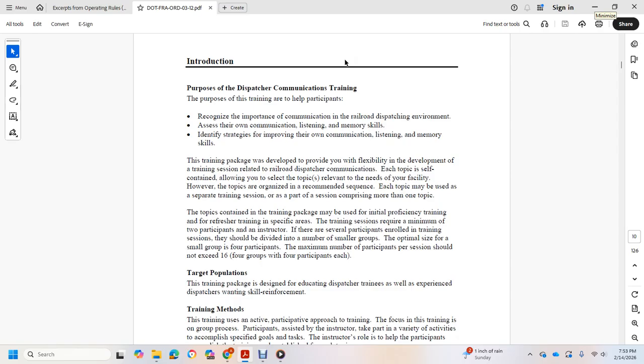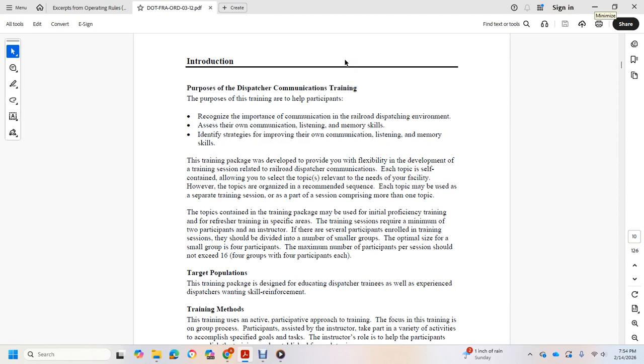Training sessions require a minimum of 2 participants and an instructor. If there are several participants enrolled in a training session, they should be divided into a number of smaller groups. The optimal size for a small group is 4 participants. The maximum number of participants per session should not exceed 16, or 4 groups of 4 participants each.